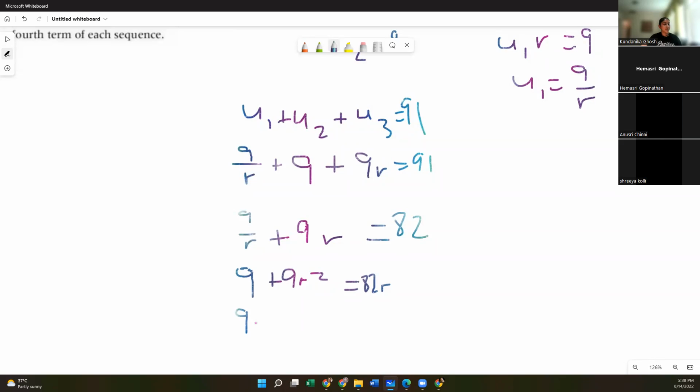Not a quadratic equation, a quadratic function. So you have 9R squared minus 82R, because you're subtracting 82R from the other side, and plus 9. Oh my God, sorry. You can tell I'm tired. Plus 9 equals 0. Everyone understand what's happening?